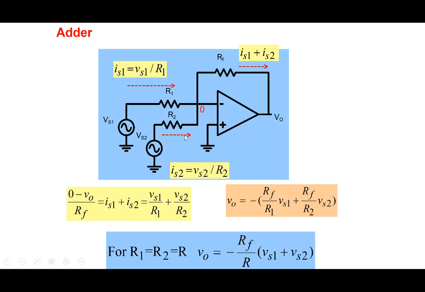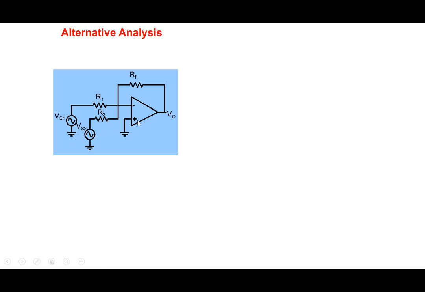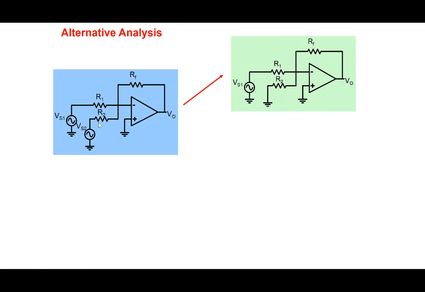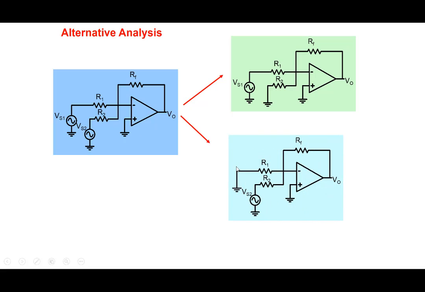Now there's an alternative way of analyzing this particular circuit. These amplifiers are linear, so the superposition theorem is valid. So we can first calculate V0 due to Vs1, with the other node shorted, and then we can calculate V0 due to Vs2, after we remove Vs1.